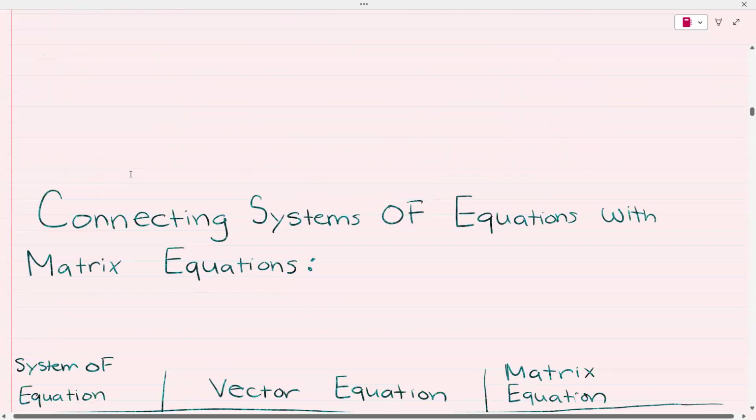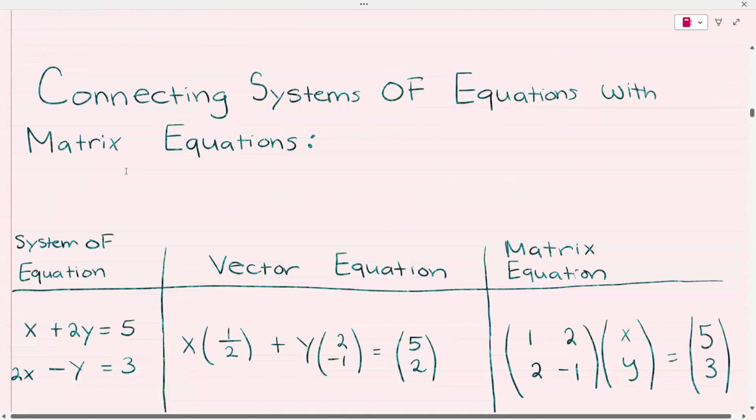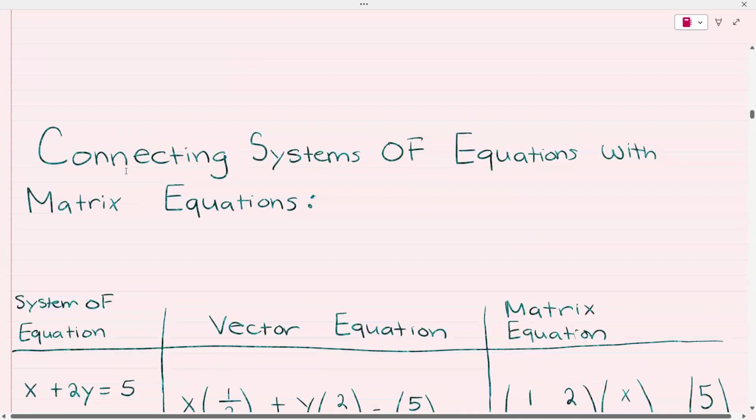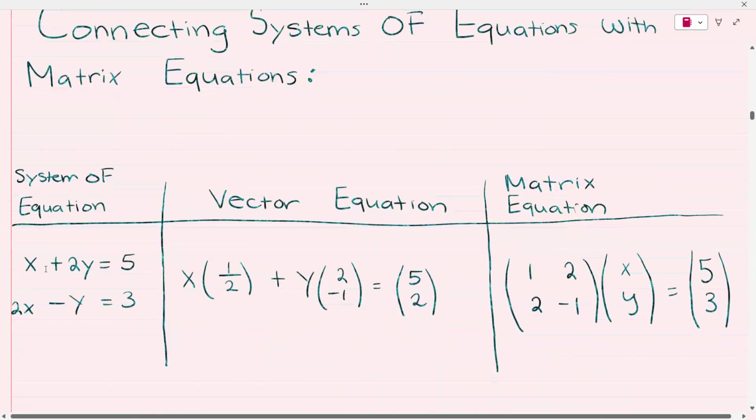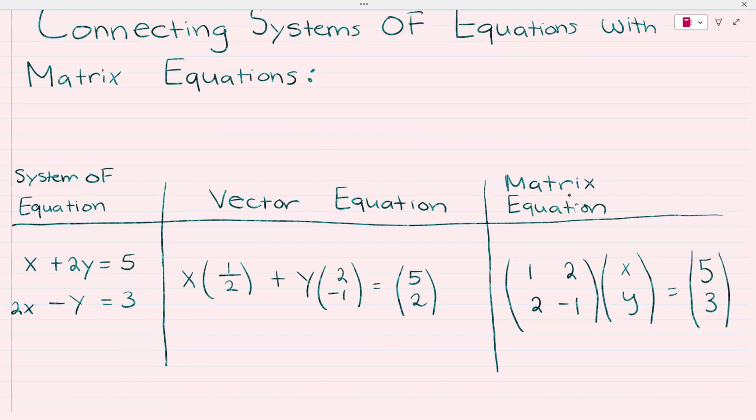Let's continue with the lecture: connecting systems of equations with matrix equations. Let's say you have a system of equations, x plus 2y equals 5, and the other equation is 2x minus y equals 3. Do you know you can write it in two other forms, such as a vector equation and a matrix equation? In vector equation form, it would be x times the vector 1, 2.